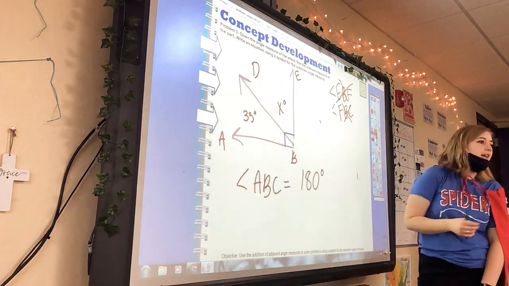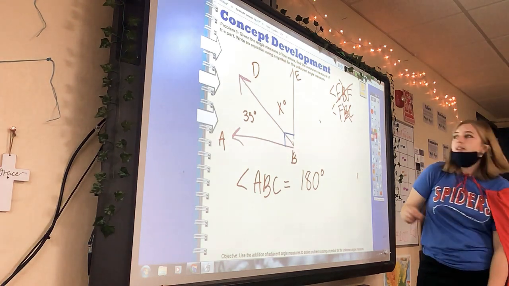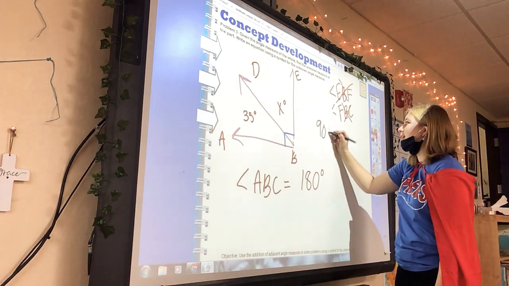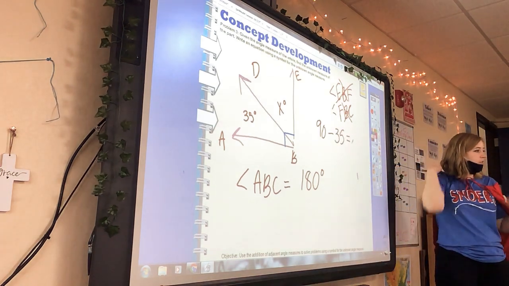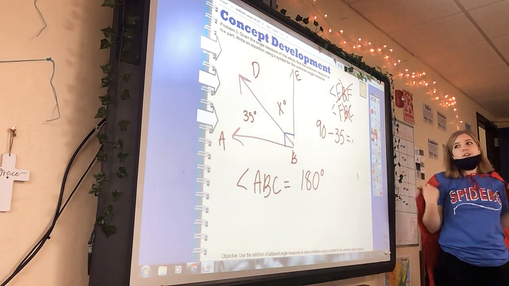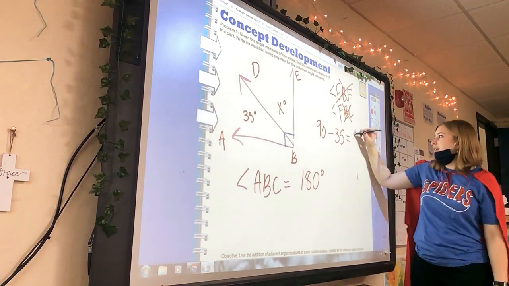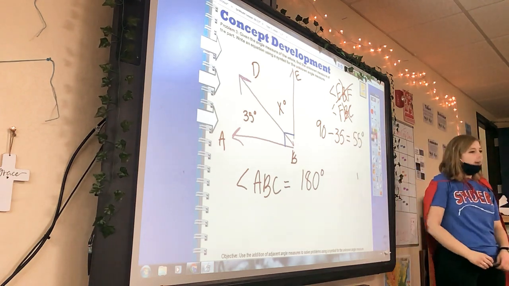So what am I going to do with that 35? Subtract it from 90. Good. So do 90 minus 35. What did you get for 90 minus 35? Awesome, 55. Do you guys agree? Okay, so x equals what? 55. All right. Cool.